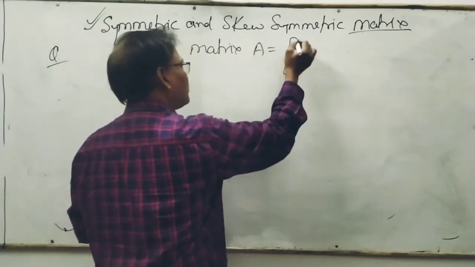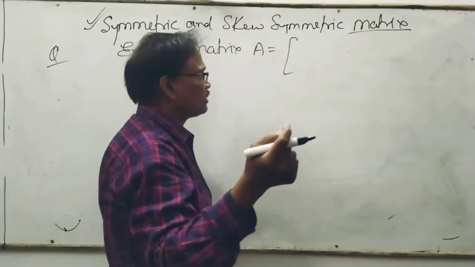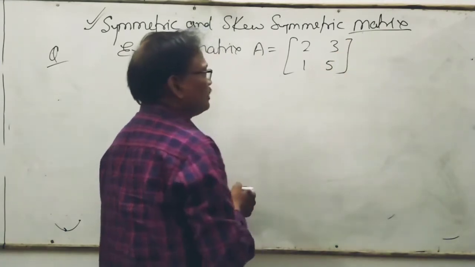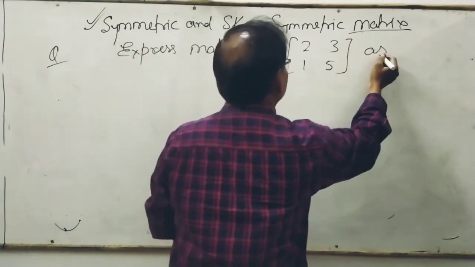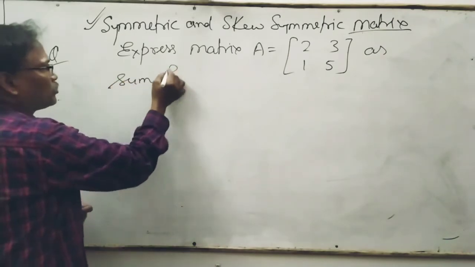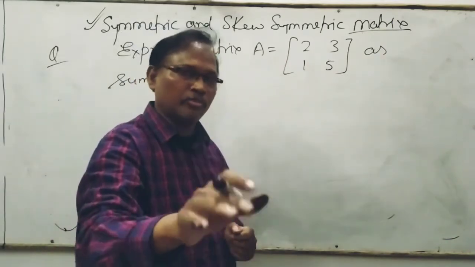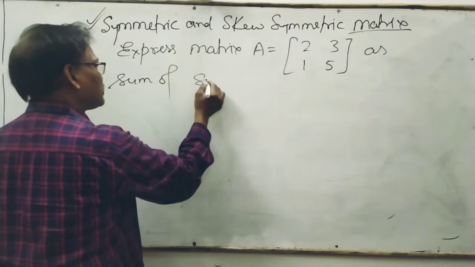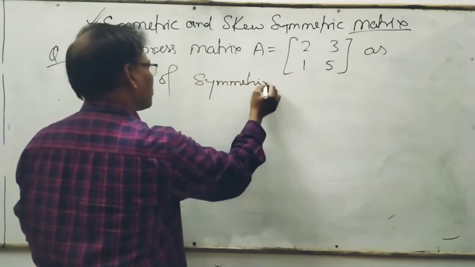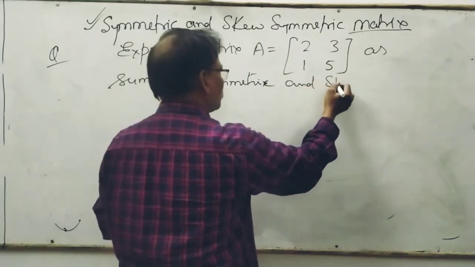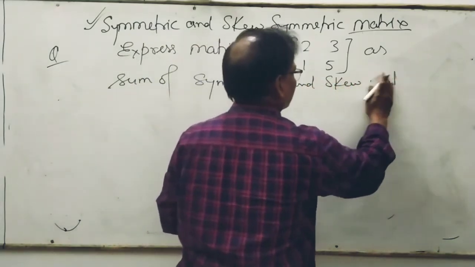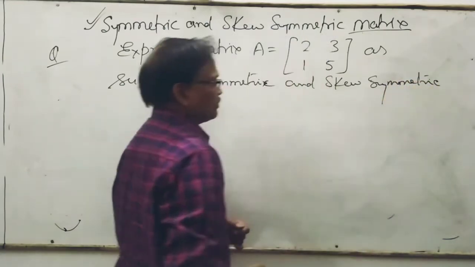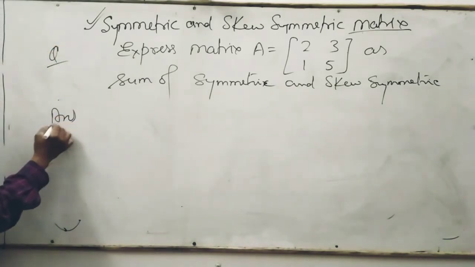A, and this I'm taking a small example, that is 2 3 1 5, for example, and then as sum of, you can take the 3 cross 3 matrix also, in your book it is given, but the same procedure you will do. Sum of symmetric and skew symmetric matrix. Okay. How to do?